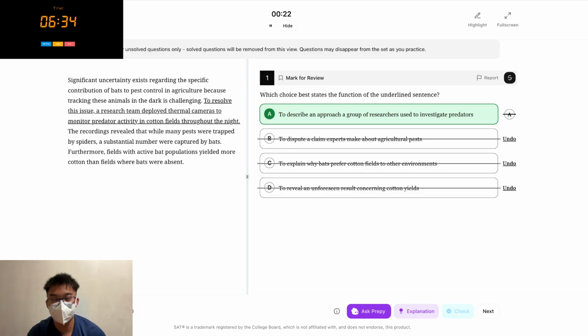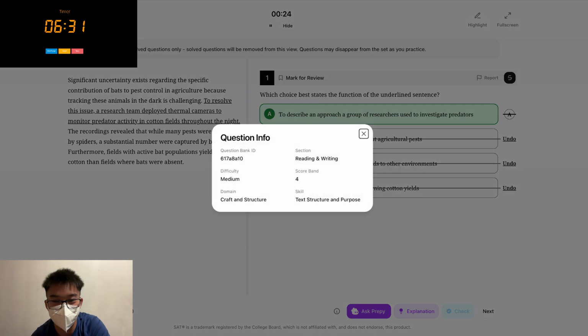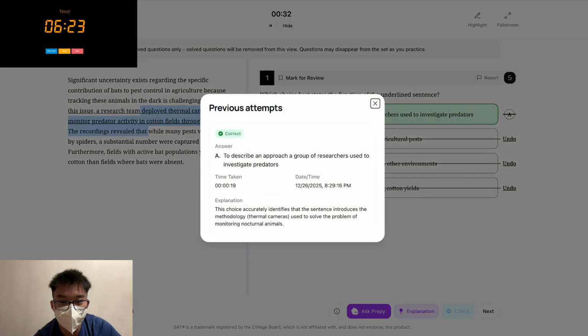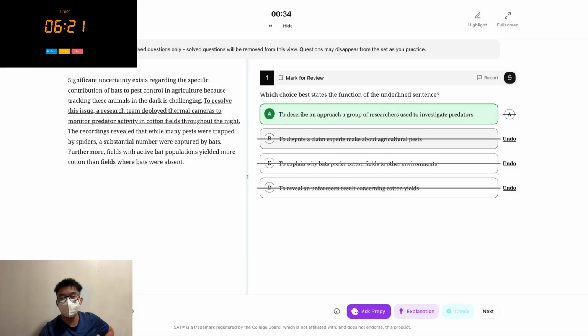Okay, this one, I didn't even read the passage, to be honest. This looked like a medium. Yeah, let's go. I go straight to the underlined word. It's talking about resolving an issue, and using a thermal camera. So that's pretty much investigating. Everything else just doesn't make sense.